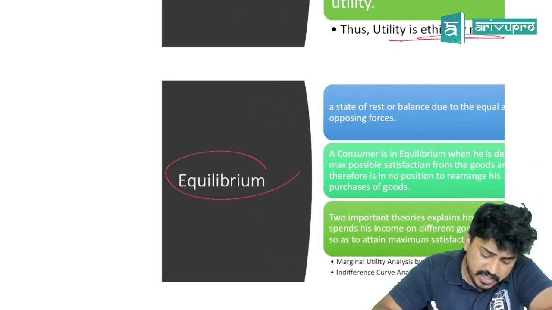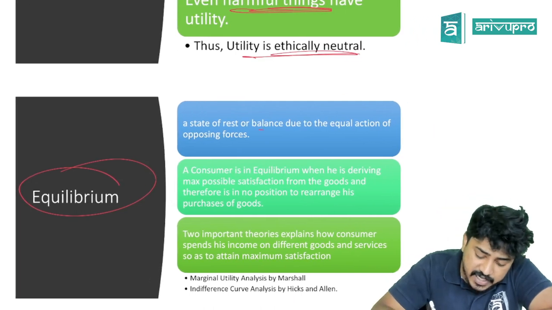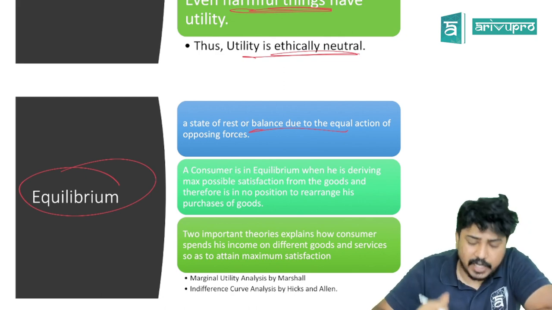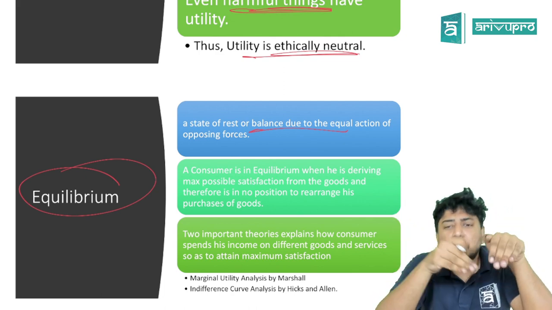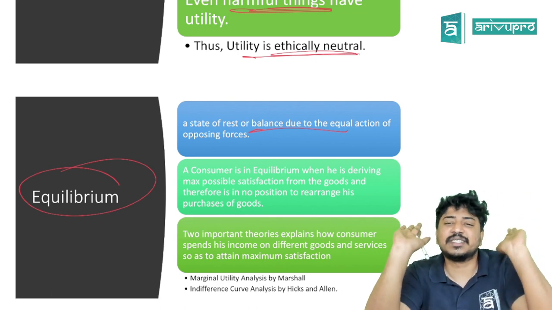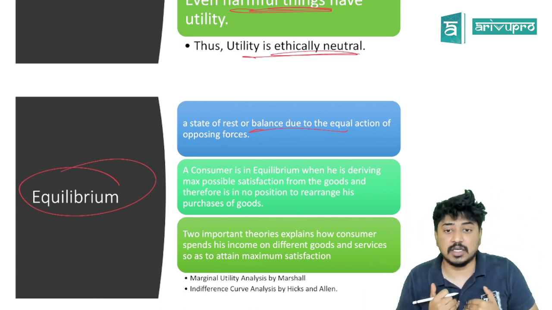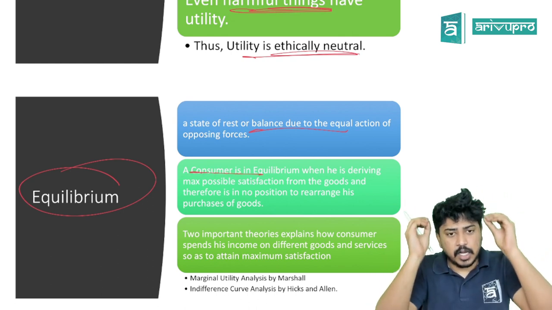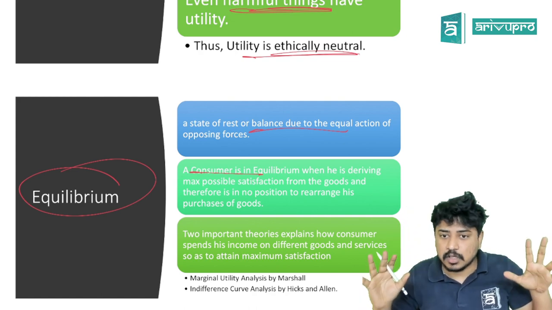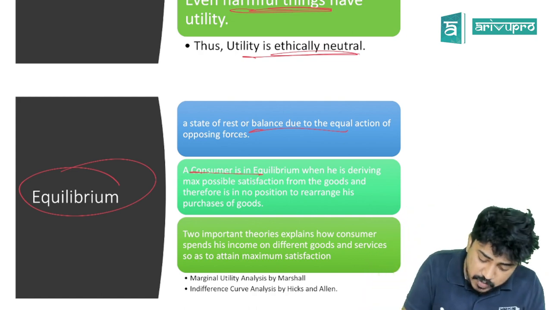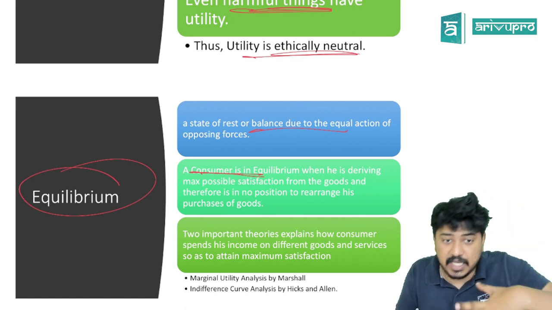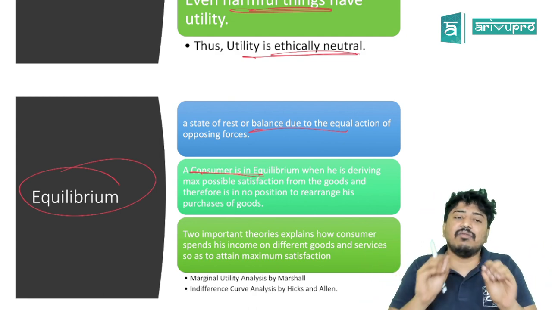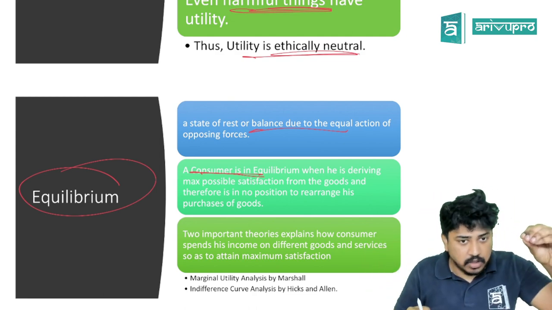Now we learned what is equilibrium. A state of balance where all these balances are equal, or in such a way that you do not want to move from that particular position. You are a little bit settled. In consumer terms, we studied something called consumer equilibrium. What is consumer equilibrium? He is spending his money or his income in such a way that he is getting maximum satisfaction. Then we call the consumer is in equilibrium.